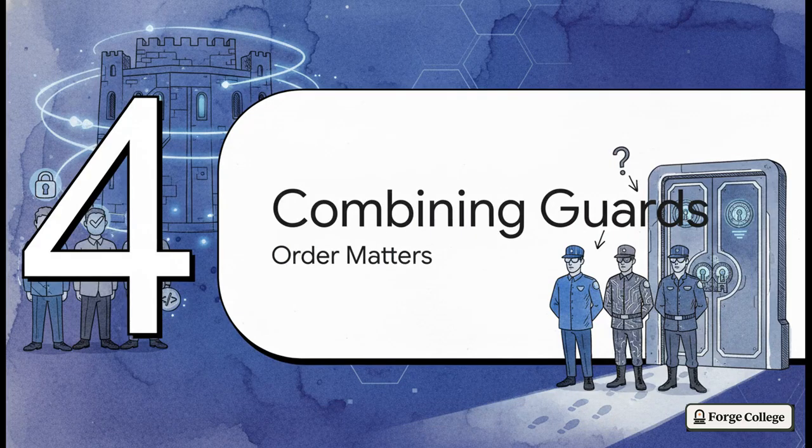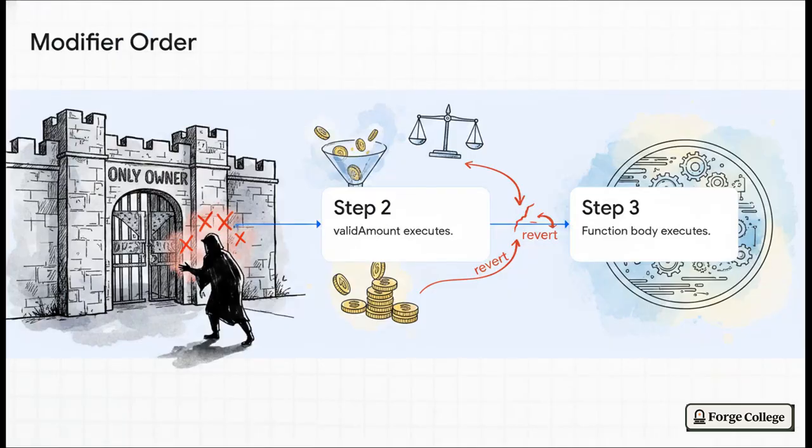That brings us to section 4, combining guards and why order matters. One of the most powerful things about modifiers is that you don't have to choose just one. You can completely stack them. You can have an access control bouncer standing right next to an input validation bouncer. But what actually happens when multiple guards stand in a row?